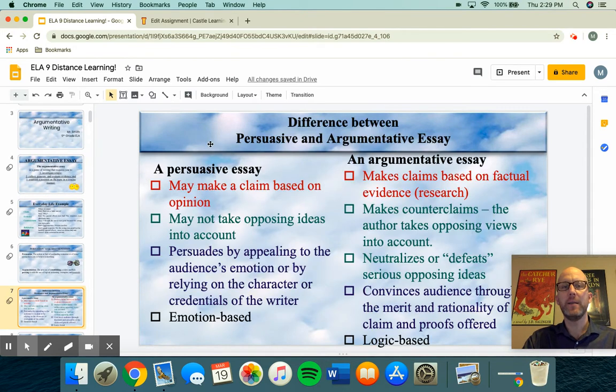And this is what people may do. Again, please take a second on this slide and read that side, that they make a claim or a thesis, which we'll get into in a couple days. They do not take into account that opposing idea, and this part is really the big one. It's not emotion based. We don't want your essay to be emotion based. We want to be logic based, off of fact, and we really want to make sure that you take into account the counterclaim, the opposing side.